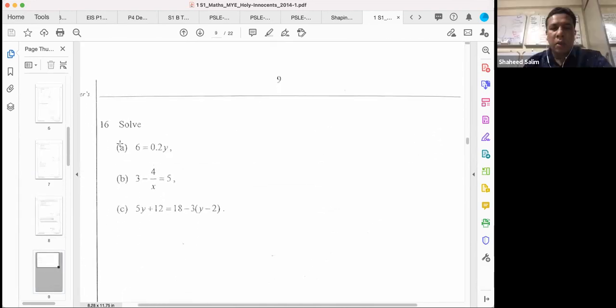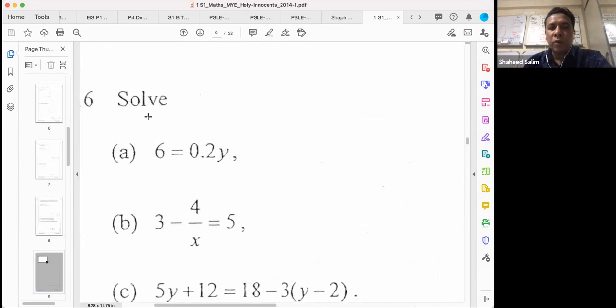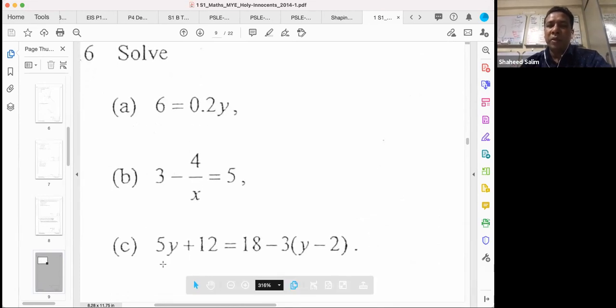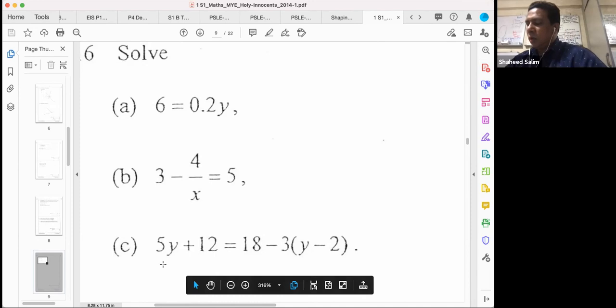So now when you see solve, what does it mean? Sometimes you see evaluate, solve, factorize, simplify. Solve and evaluate mean the same thing, which means you have to find what the unknown is. That means you must find out what is X, what is Y, the value of X and Y. If you see factorize or simplify, you don't need to find what X is. So can you try A, B, C? Once you finish one, you just tell me.